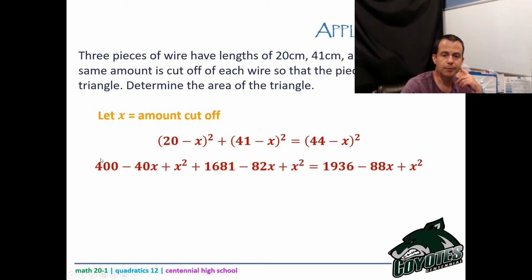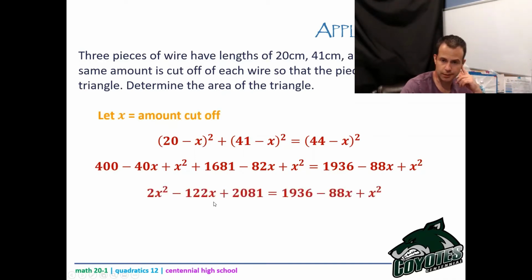Okay, so now I'm just going to work on the left side for now and just combine like terms. I've got x squared and x squared that can combine together. I got negative 40x and negative 82x that can be combined together. And I got 400 and 1681 that can be combined together. So all together, that's going to leave me on the left side 2x squared minus 122x plus 2081. Okay, and then I haven't done anything on the right side yet.